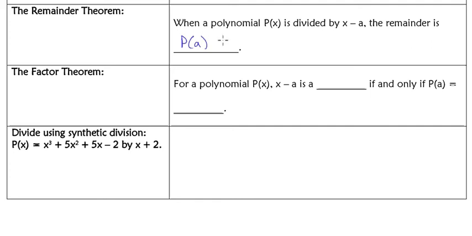Now the factor theorem says that for a polynomial function p of x, x minus a is a factor if and only if p of a equals 0. So in other words, when you divide by x minus a, the remainder, because remember p of a was equal to the remainder, has to be 0. And this should make sense to you if we take a slightly different look at it.